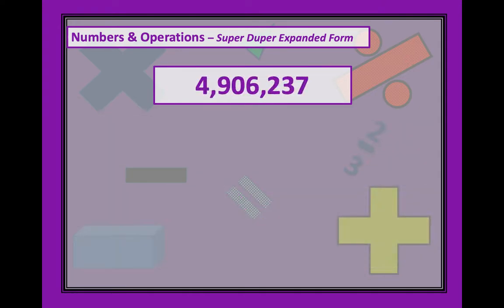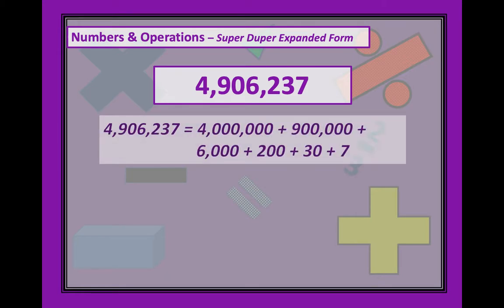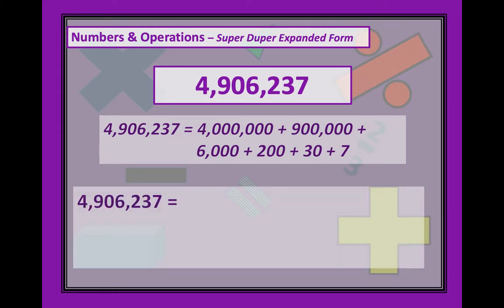So the next example is in the millions place, 4,906,237. Remember, regular expanded form is just going to show the value of the digits. Super duper expanded form shows how you got that value. 4 is in the millions place, so we would write 4 times 1 million. The 9 in the hundred thousands place is expressed as 900,000, 9 times 100,000.